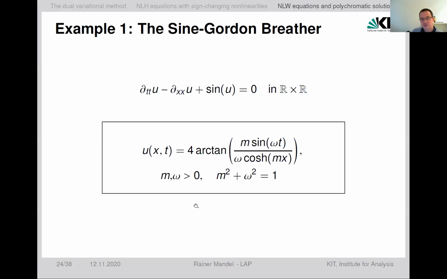So the prototypical example here is the sine-Gordon breather, which has the advantage and the charming feature that it is explicit. So here you have the corresponding formula. You see it is time periodic. This is due to the sine here. And the strong localization in space can be seen from this hyperbolic cosine.